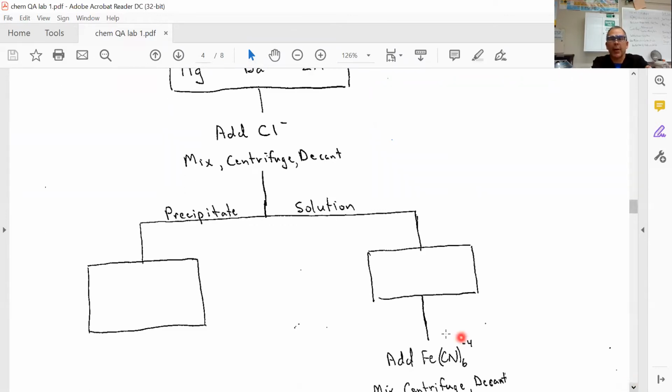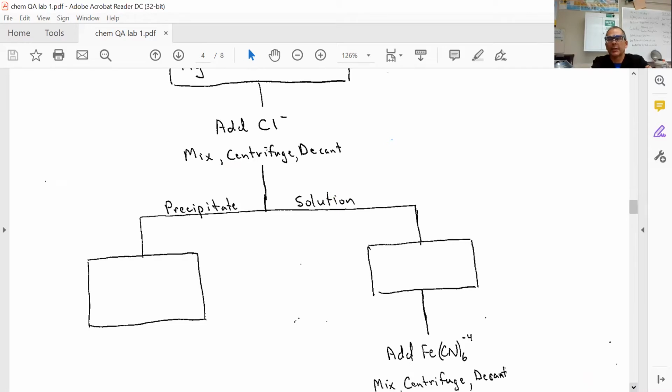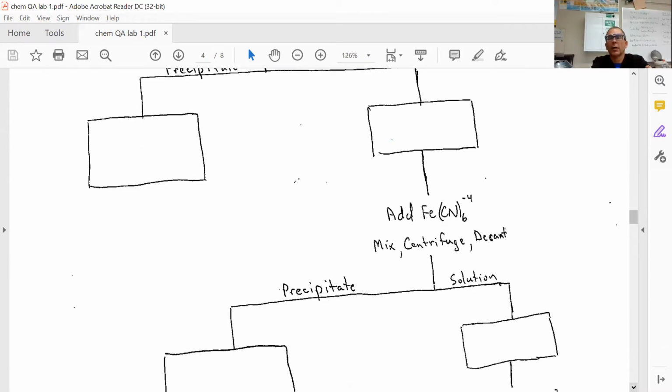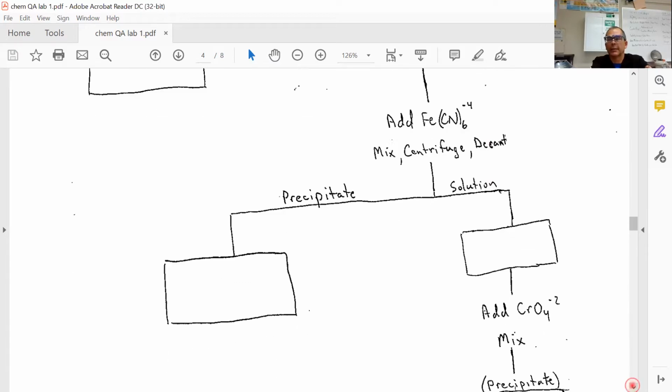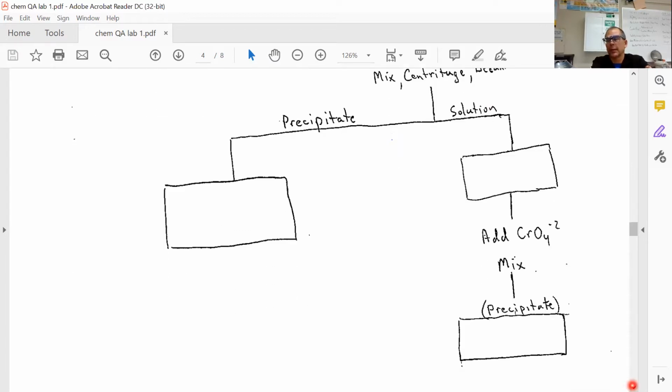So I'm going to add Cl minus and mix. And if there is a precipitate, I'll centrifuge and decant. And then I'll take the solution and I will add FeCN6 minus 4 and I'll mix it. And again, if there is a precipitate, I'll centrifuge and decant the solution. And then I would add CrO4 minus 2 to the solution in that last step.